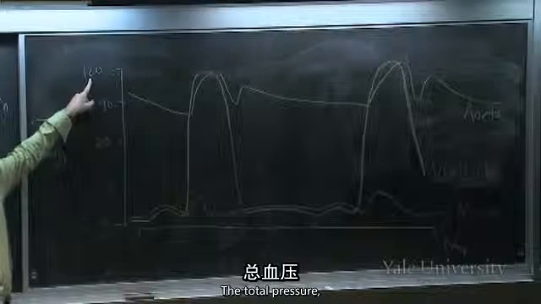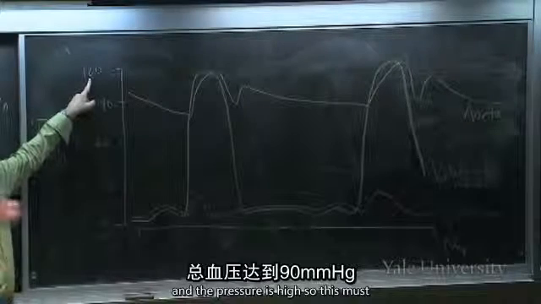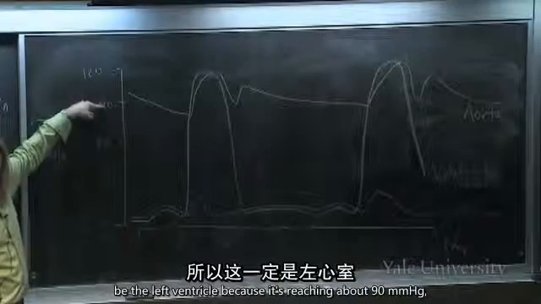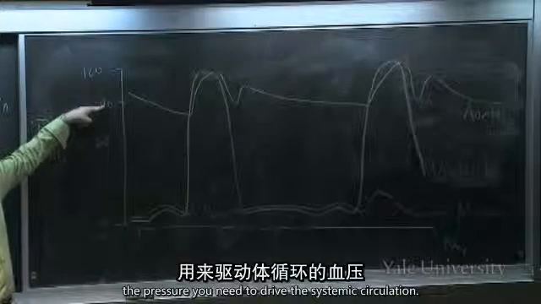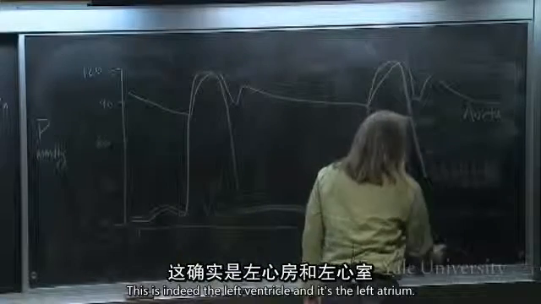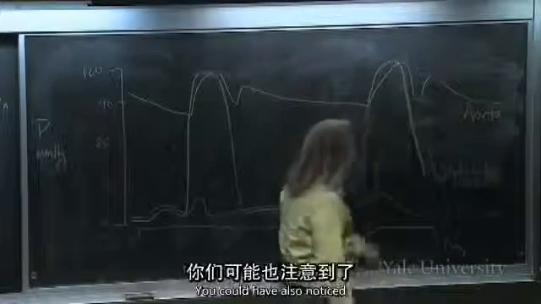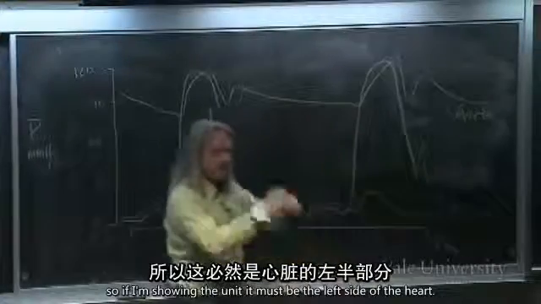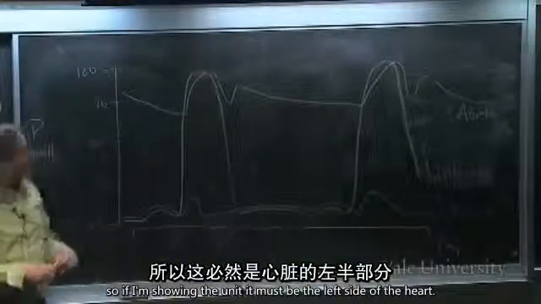The total pressure, and the pressure's high, right? So this must be the left ventricle, because it's reaching about 90 millimeters of mercury, the pressure you need to drive the systemic circulation. This is indeed the left ventricle, and it's the left atrium. You could have also noticed this is the aorta I'm going to show you here, so if I'm showing the unit, it must be the left side of the heart.